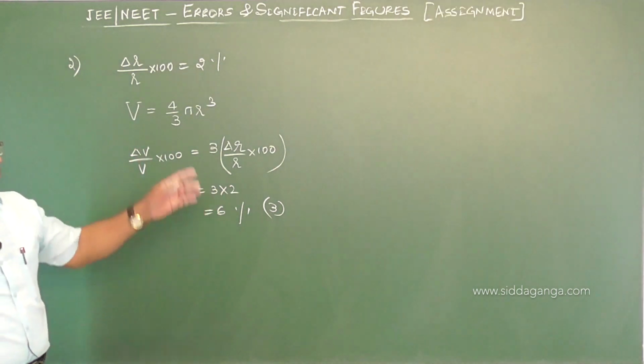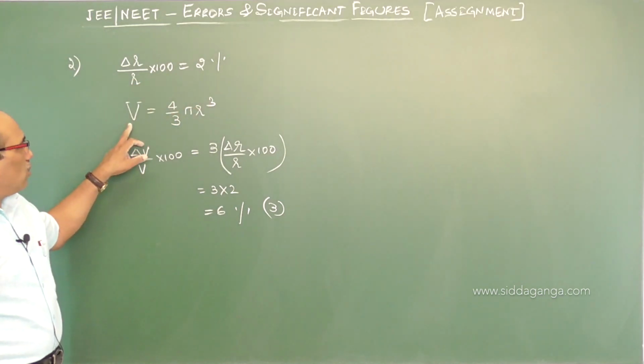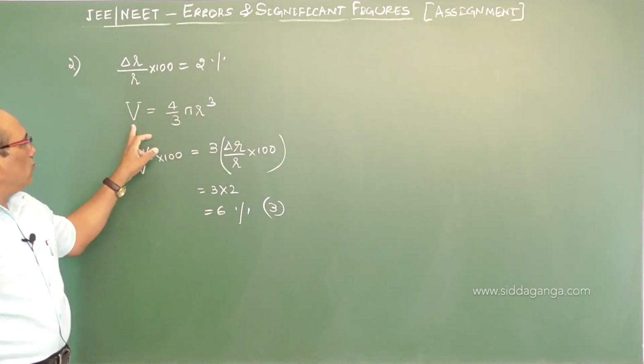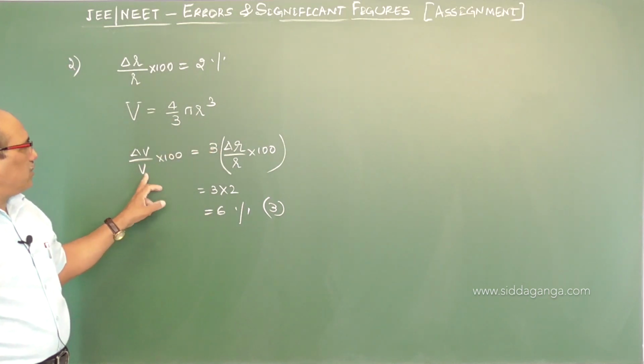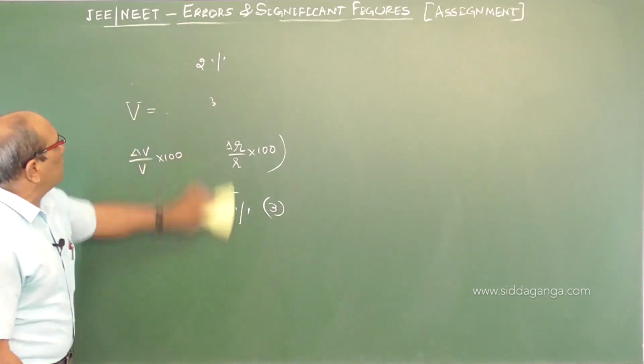So the error in the measurement of radius is given. The question is on volume, which is 4 by 3 pi r cube. V is proportional to r cube. Therefore the error in measuring volume is 3 times that of the radius. Therefore it is 6%.